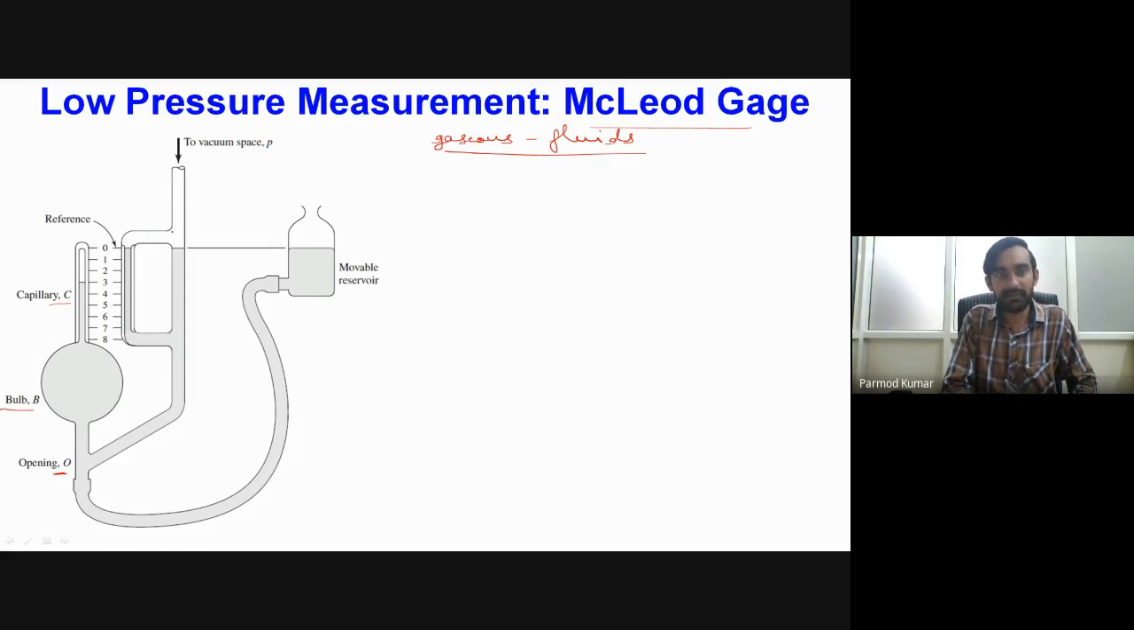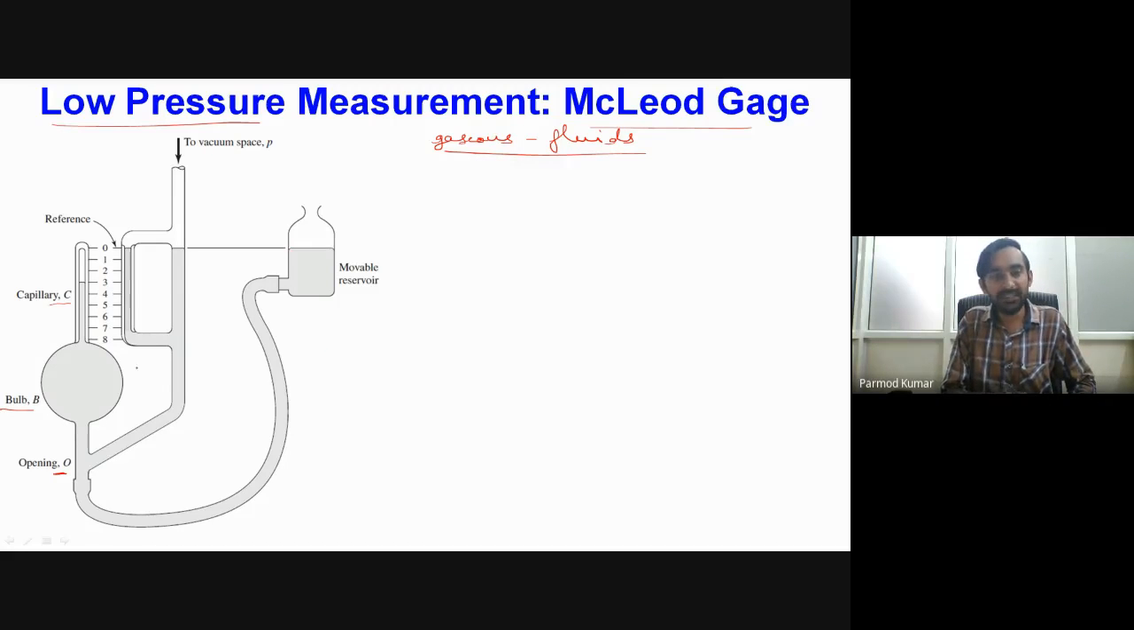And above this reference capillary we have one pipe, and this pipe is connected to the space for which we want to measure the pressure. As we are going for low pressure measurements, obviously the pressure will be less in comparison to atmospheric pressure. So this pipe is connected to our vacuum space for which we want to measure the pressure.